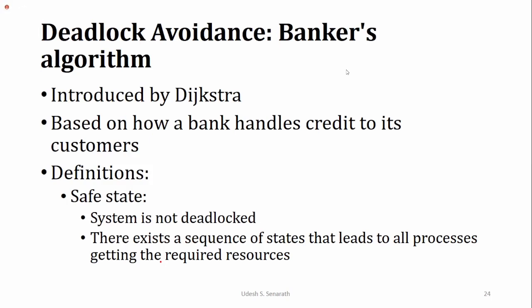Normally this Banker's algorithm is based on how a bank handles credit to its customers. You know that, right? What banks do is they take savings from customers, and those funds are given to some other customers as credit, and a small amount is kept in reserve. The same method is used to avoid deadlocks. But in the Banker's algorithm, we have to make sure whether a given system is in a safe state.